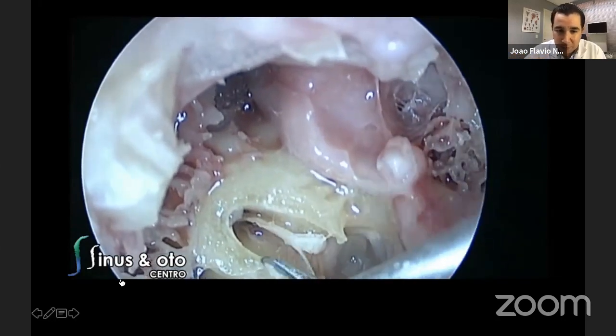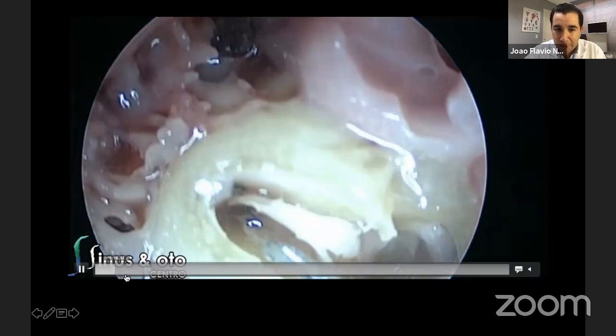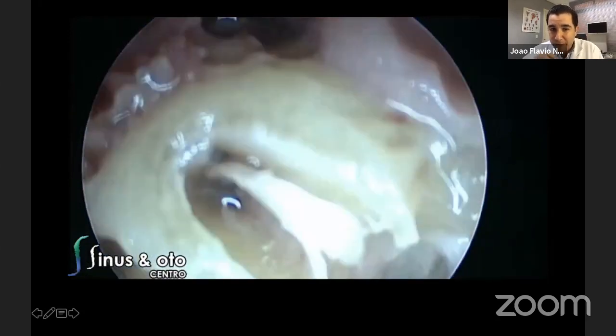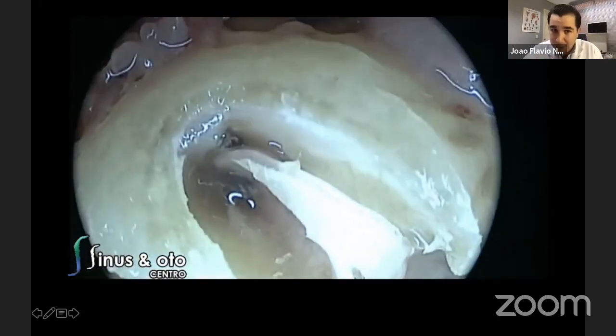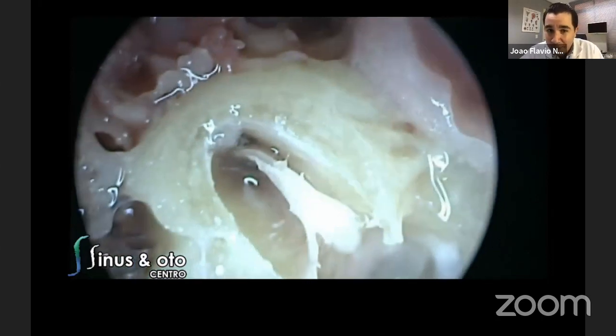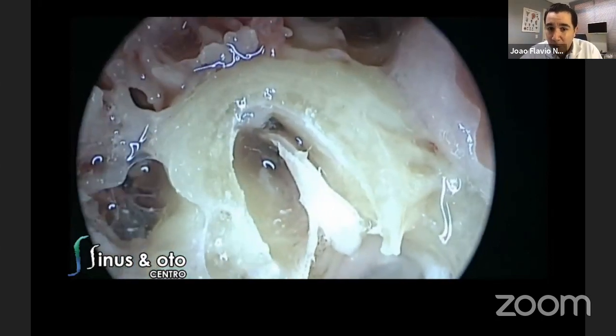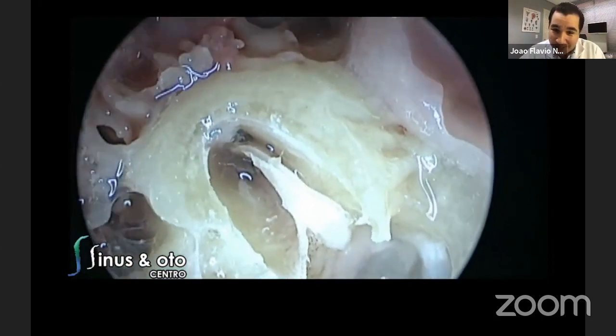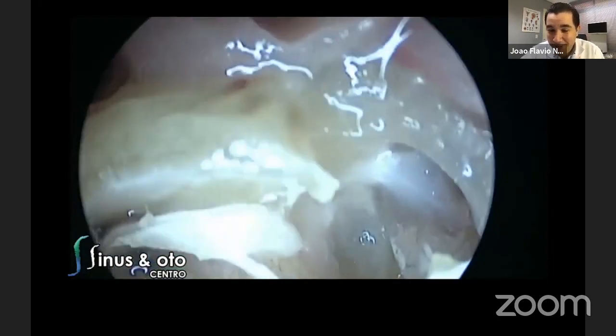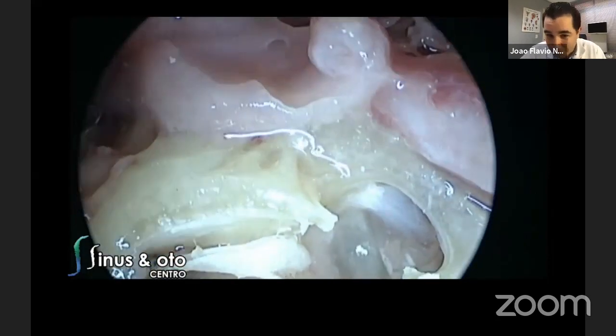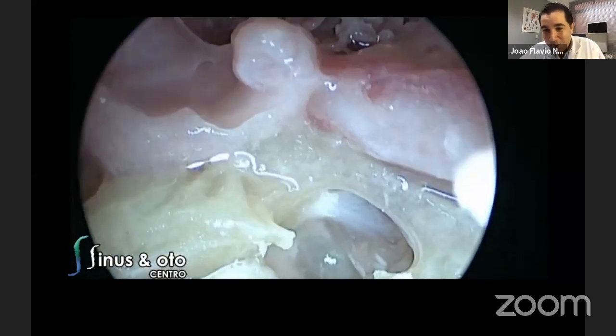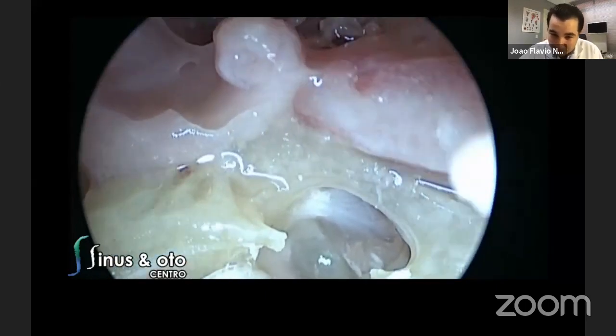So the promontory of the cochlea was already open, and now we can see inside. This is a 3 millimeter endoscope, this is a 0-degree endoscope. So we can have this very close-up view of the cochlea. At this point, we cannot see the organ of Corti, because the endoscope doesn't have this big magnification, but we can see a lot of things.